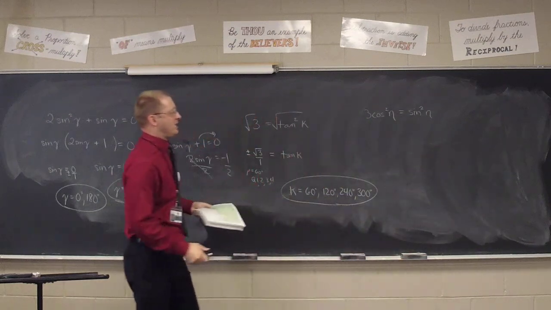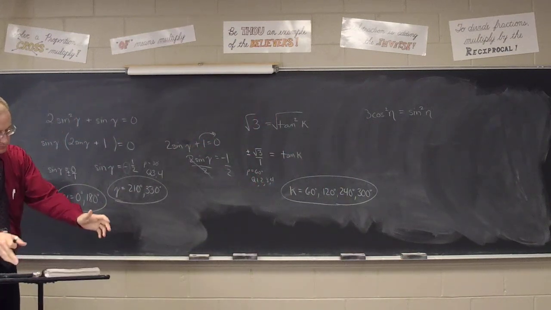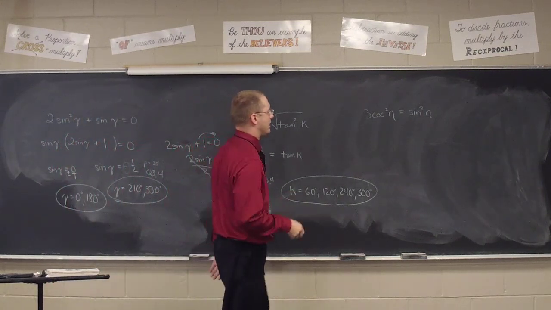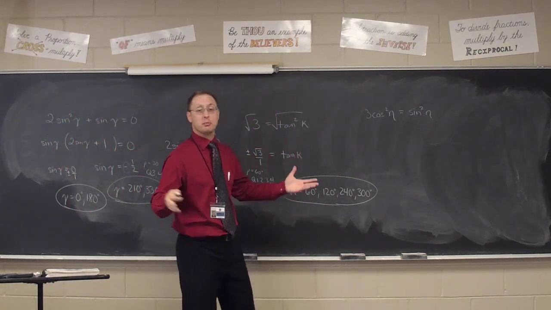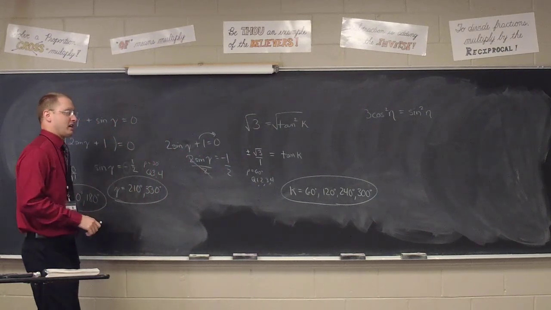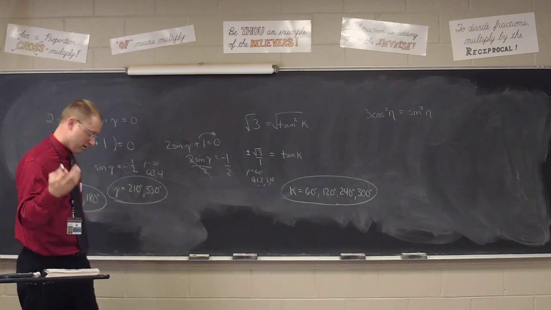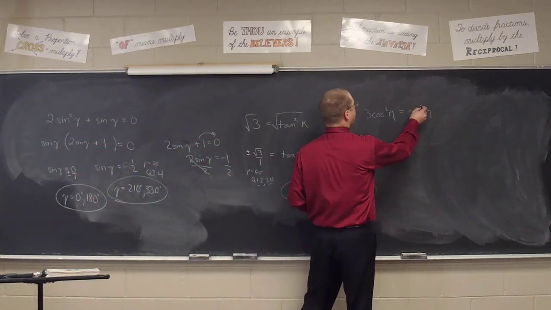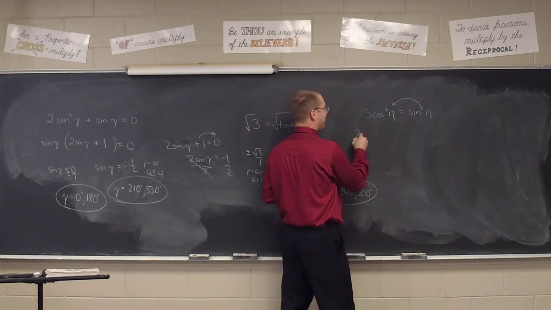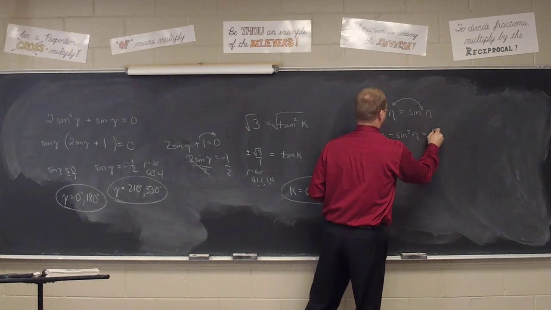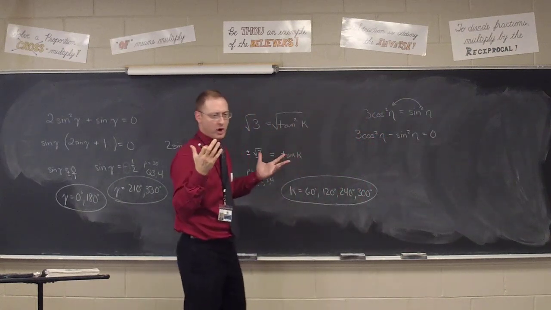3 cosine squared eta equals sine squared eta. I'm thinking ahead a little bit because I have multiple trig functions. And I said, if you have multiple trig functions, class, set it equal to 0 and factor. All right, so I'm going to set it equal to 0. So I was thinking, let's pull the sine squared over as a negative sine squared. At least I'm going to claim I was just a step ahead in my brain already.